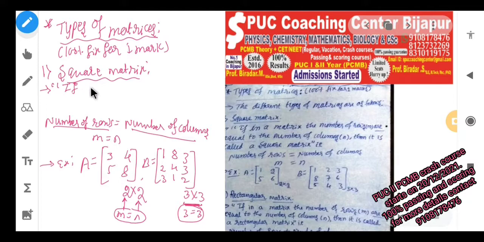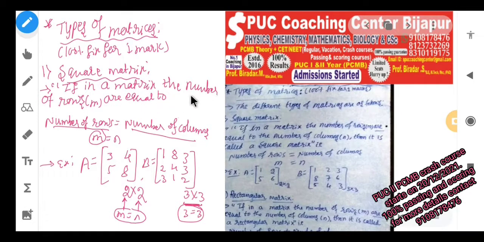If in a matrix the number of rows, which we denote as m, as I mentioned here, the number of rows m, are equal to the number of columns, which we denote as a small n, then what do you call it? Then it is called a square matrix.